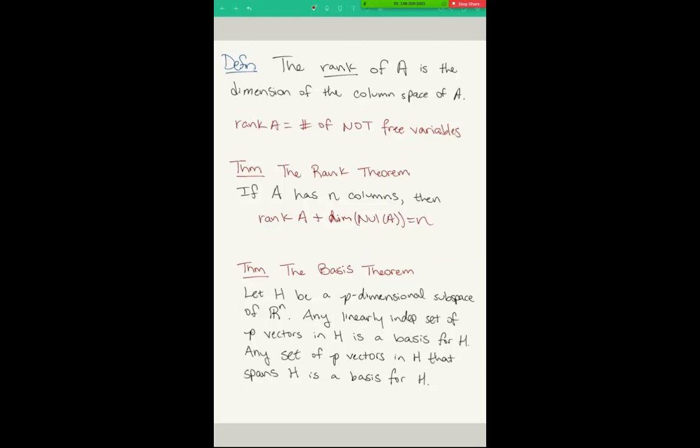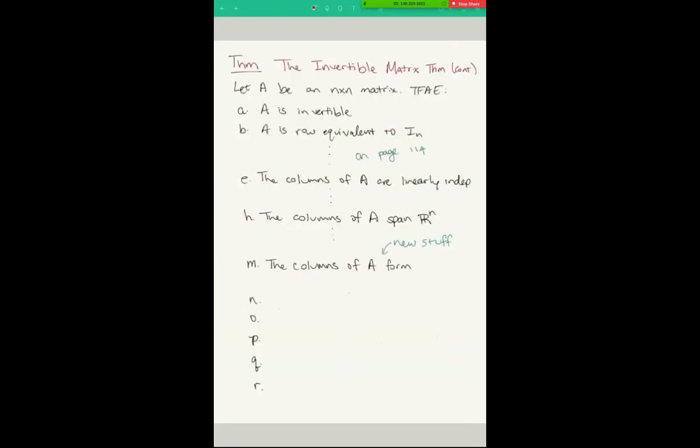Okay, before we get to this last theorem on this page, I want to do a quick recap of the invertible matrix theorem. That's what we talked about before break. This was the big long theorem where we had A through L as properties, and all of those were equivalent to each other. This was on page 114 of your textbook, section 2.3.